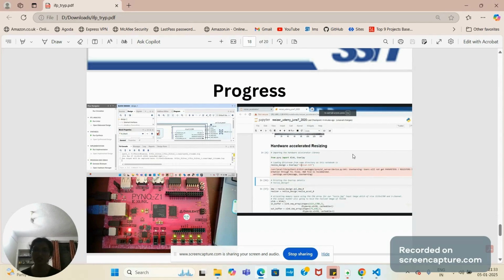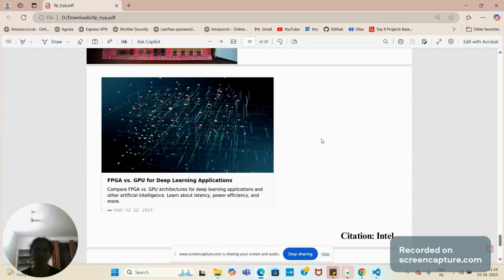One thing that I was successfully able to finish was hardware based accelerated resizing of images. In that, the dot bit file was not generated by me, but I tried to run it in Jupyter Notebook, and I was able to see how the latency was reduced by a large amount. So this is the reference for the FPGA versus GPU paper that we had earlier on, the citation.